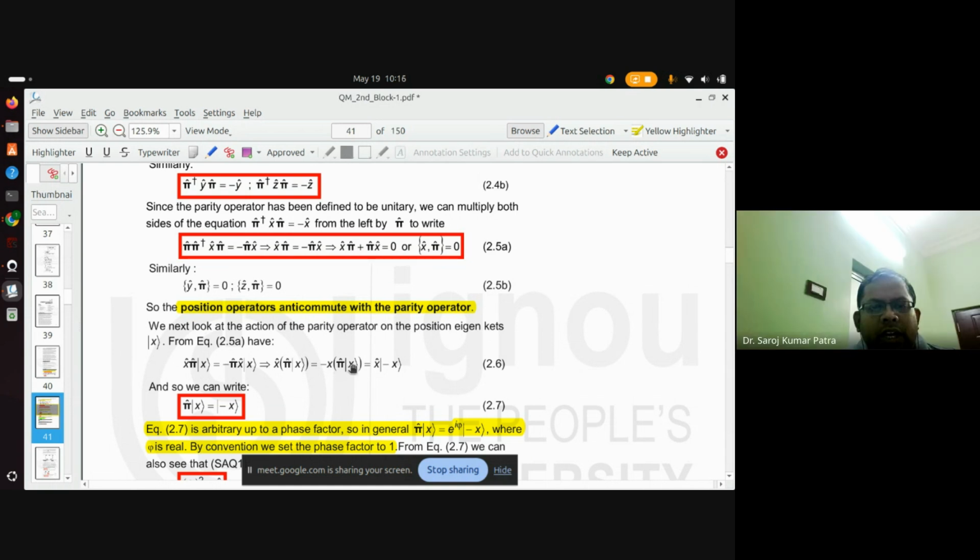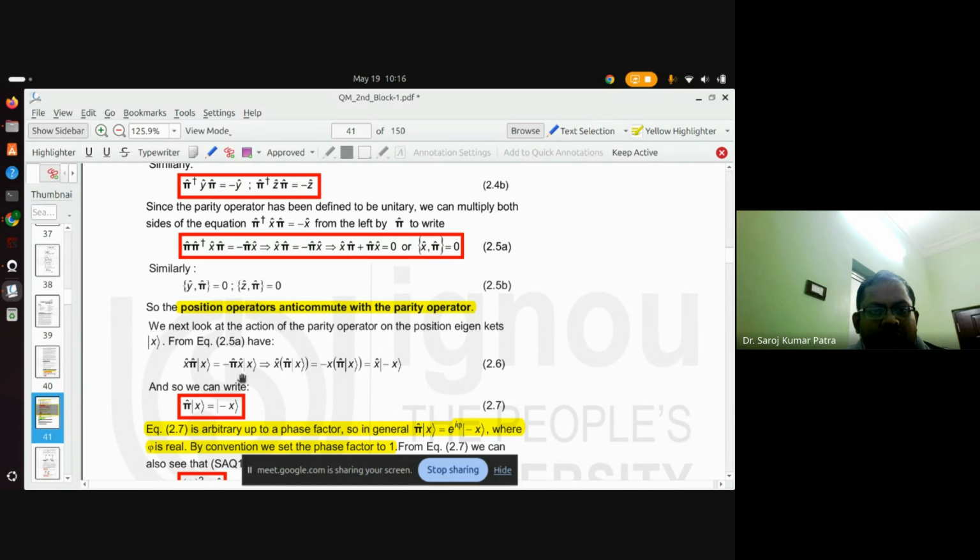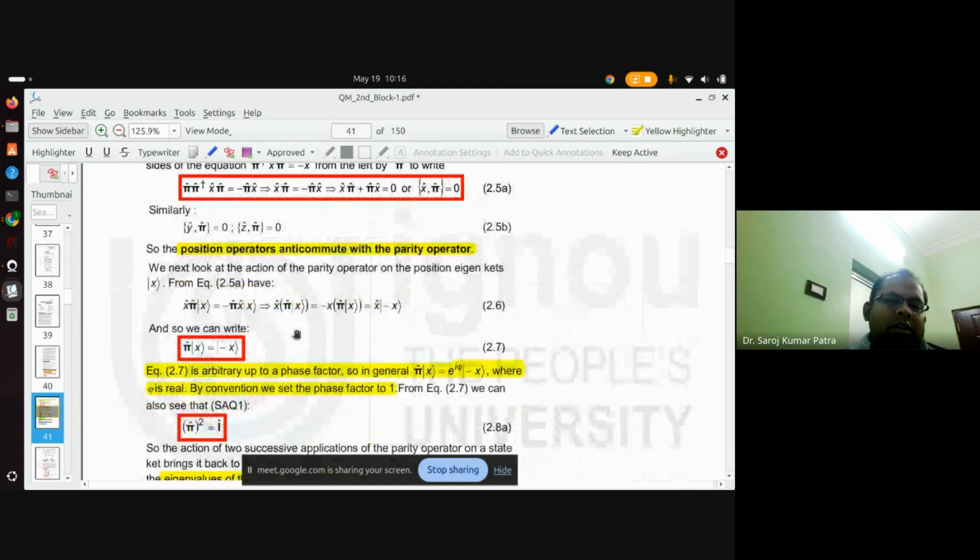And pi operating on x will basically take it to what? Pi operating on x will basically take it to minus x. So this is again telling us, in the beginning we said, but from mathematics also we find that pi operating on the x ket, or the state vector x, will take it to minus x state vector. Okay, but here we are actually not considering an arbitrary phase factor.